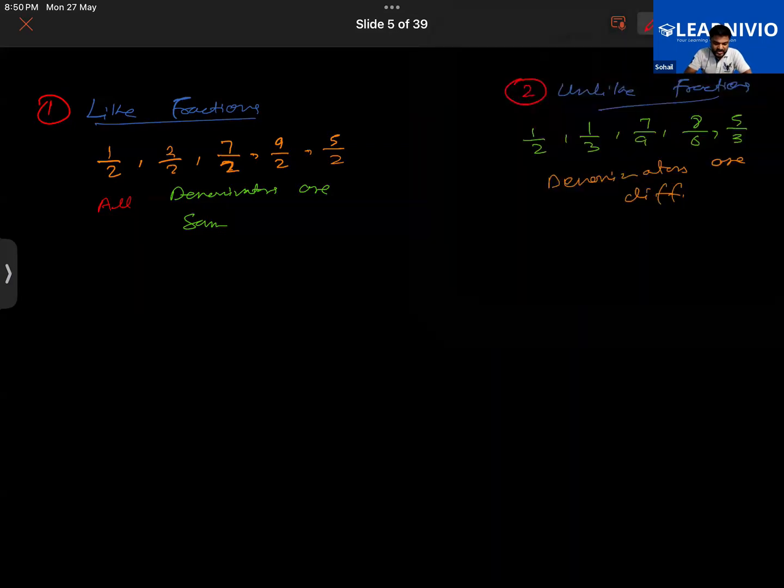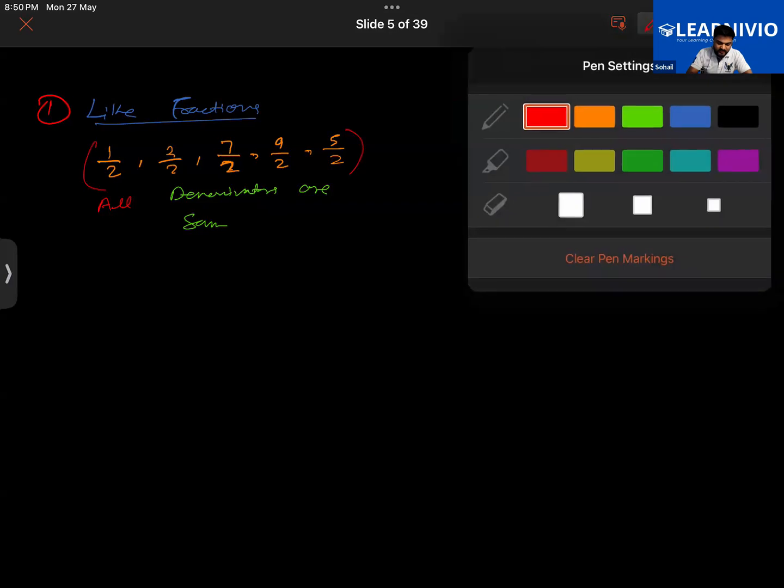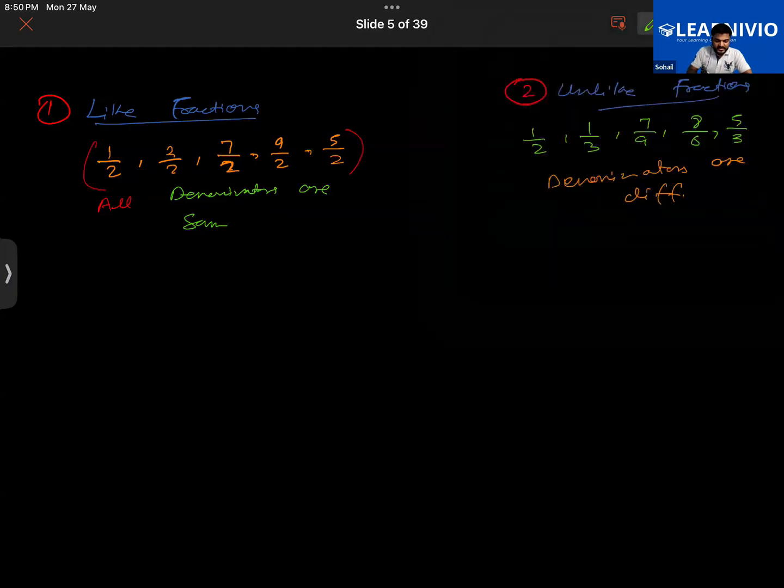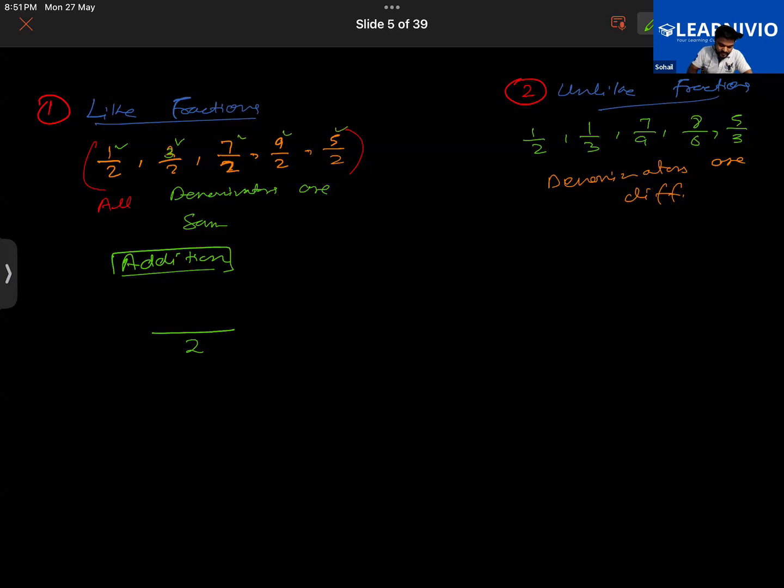Now you know that addition of these fractions is very simple. Let's say I ask you to add all of them. What you need to do is simply take a dash and write the denominator. The denominator is 2, so simply write it. And whatever numbers are there in the numerator, simply add them. So add 1, 3, 7, 9, and 5. That is 1 plus 3 plus 7 plus 9 plus 5. What would be the sum of this?